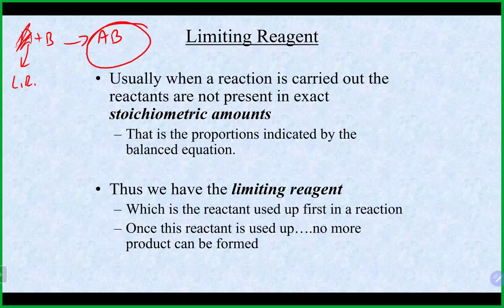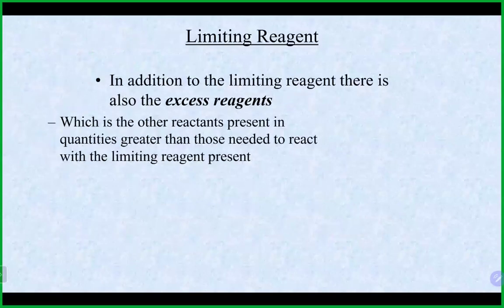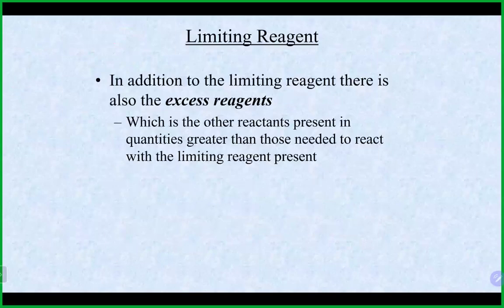So the importance of the limiting reagent is it is always the one that determines how much product you can make, because as soon as it gets used up, there's no chance that you can make any more product at that point. So when we have a limiting reagent type problem, we do have to take that into consideration. We do have to figure out which one is the limiting reagent so that we can do our calculation correctly. Now, in addition to the limiting reagent, there's also what is referred to as the excess reagent.